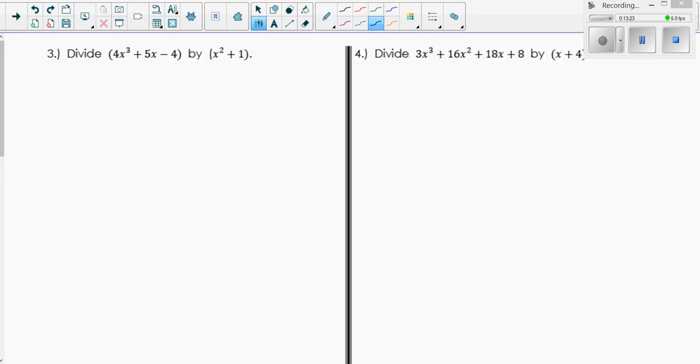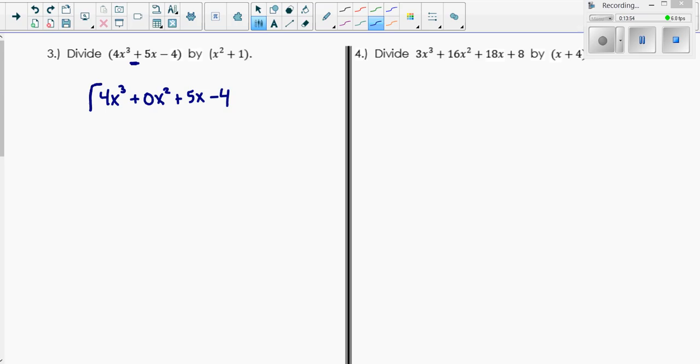Alright, I want to divide 4x cubed plus 5x minus 4 by x squared plus 1. Again, write it out, give yourself some space. There is one catch with this. Notice that here we're missing an x squared term, so when we write it out, we want to show that that term's there. If we don't show it, we lose it, then our answer will be wrong. So we have 4x cubed, and I'm going to write plus 0x squared, that's my placeholder, plus 5x minus 4.